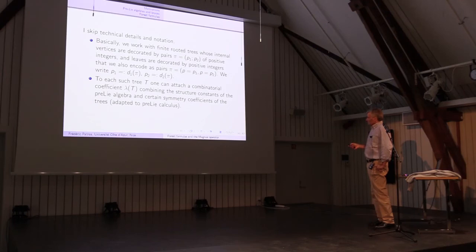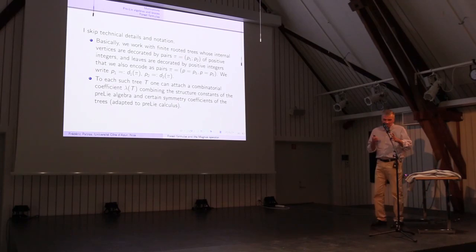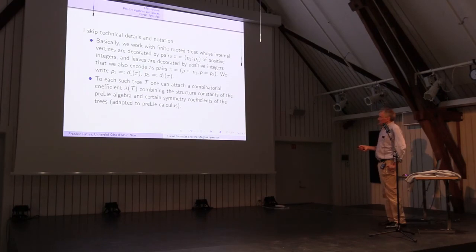So when I have such a tree, I can attach to it a certain coefficient, lambda t, that I won't define, but the definition of this coefficient combines two things. It combines the structural constants of the pre-Lie algebra associated to the coproduct, and certain symmetric coefficients, because we have trees and one has to take care of possible multiplicities. So anyway, it's possible to associate to each tree a coefficient lambda t.